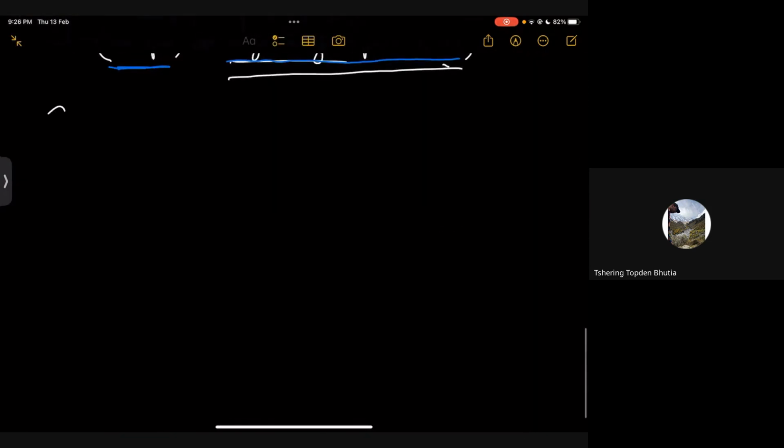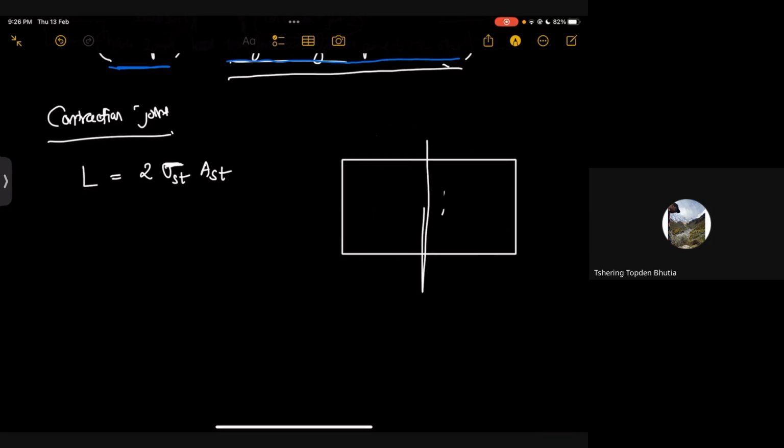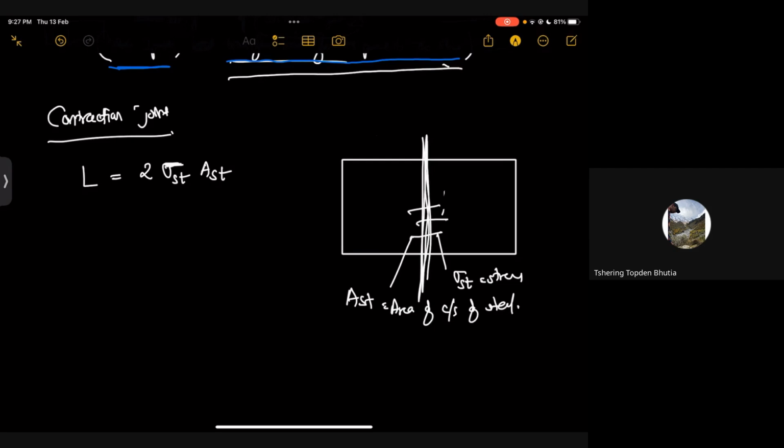So let us begin with the contraction joint. Just remember this formula. L is the spacing of the contraction joint, which is equal to 2 sigma st, where sigma st is basically the stress in the steel, into Ast, the area of steel. Let me draw the rigid pavement again. This was the contraction joint and these were dowel bars. So the stress in the steel is sigma st, and the cross-sectional area of the steel is Ast.